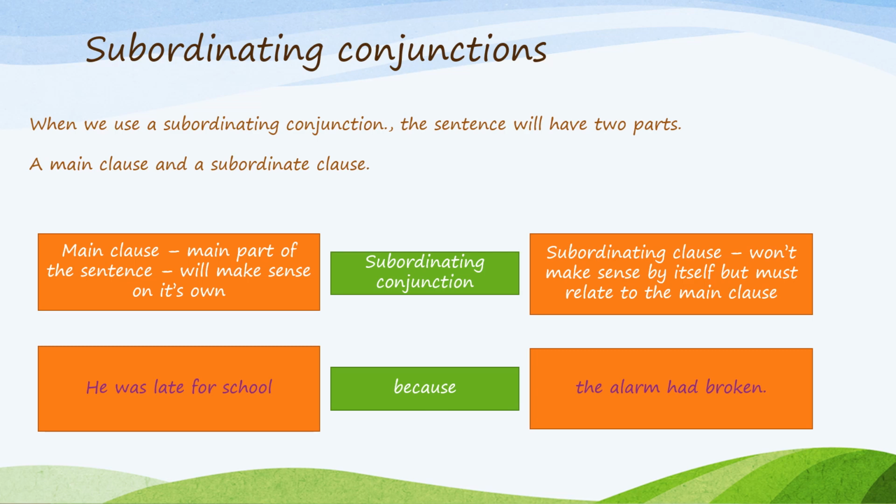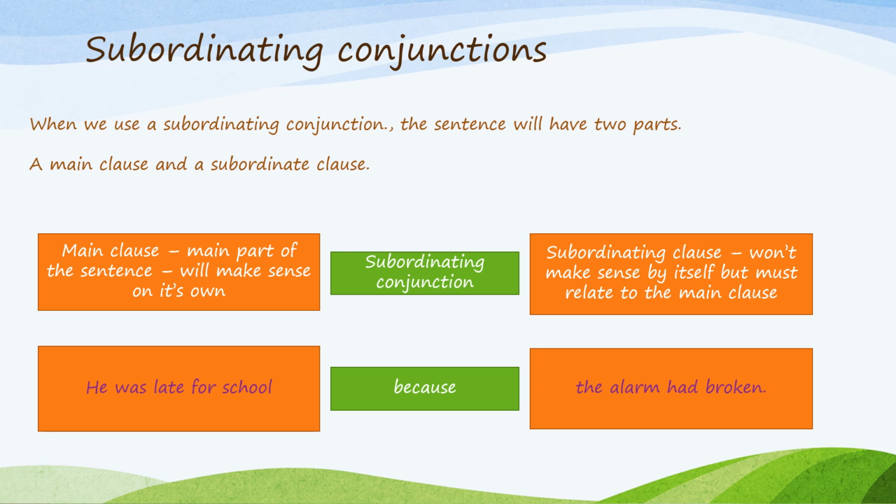Okay, so subordinating conjunctions. When we use a subordinating conjunction, the sentence will have 2 parts, a main clause and a subordinate clause. Your main clause has to make sense on its own. Your subordinate clause won't make sense by itself, but it has to relate to the main clause.